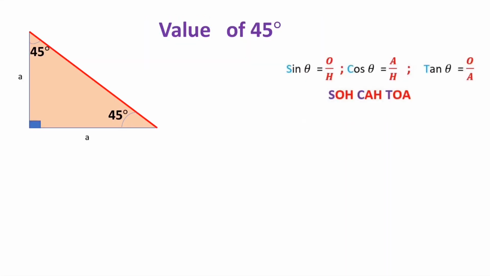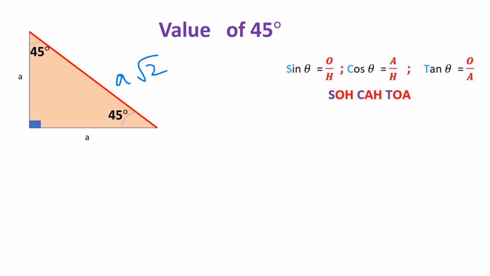The value of 45 degrees for all the trigonometric ratios. To find it, let us solve it using the right angled isosceles triangle, in which the two angles are equal, and when the two angles are equal, the two sides opposite to these angles are also equal. Let us consider this as A. According to Pythagoras theorem, the hypotenuse will be square root of A square plus A square, which is A root 2.